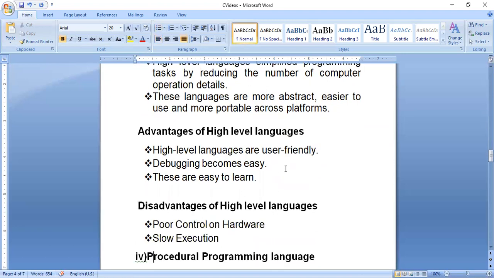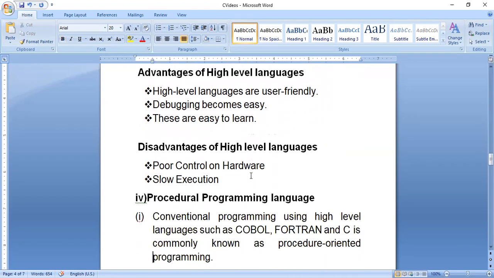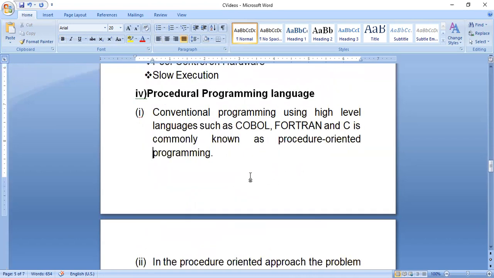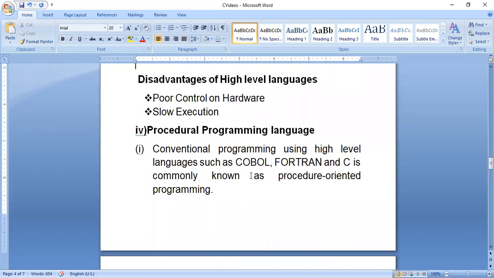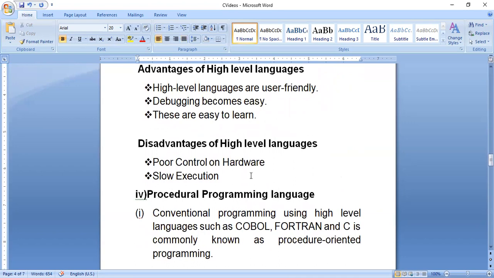Advantages: high-level languages are user-friendly. Debugging becomes easy. Debugging means tracing out the errors. These are easy to learn. High-level language is always implemented in the English language, and English is the universal language. Next, disadvantages of high-level language: poor control on hardware, slow execution. These are the disadvantages of high-level languages.